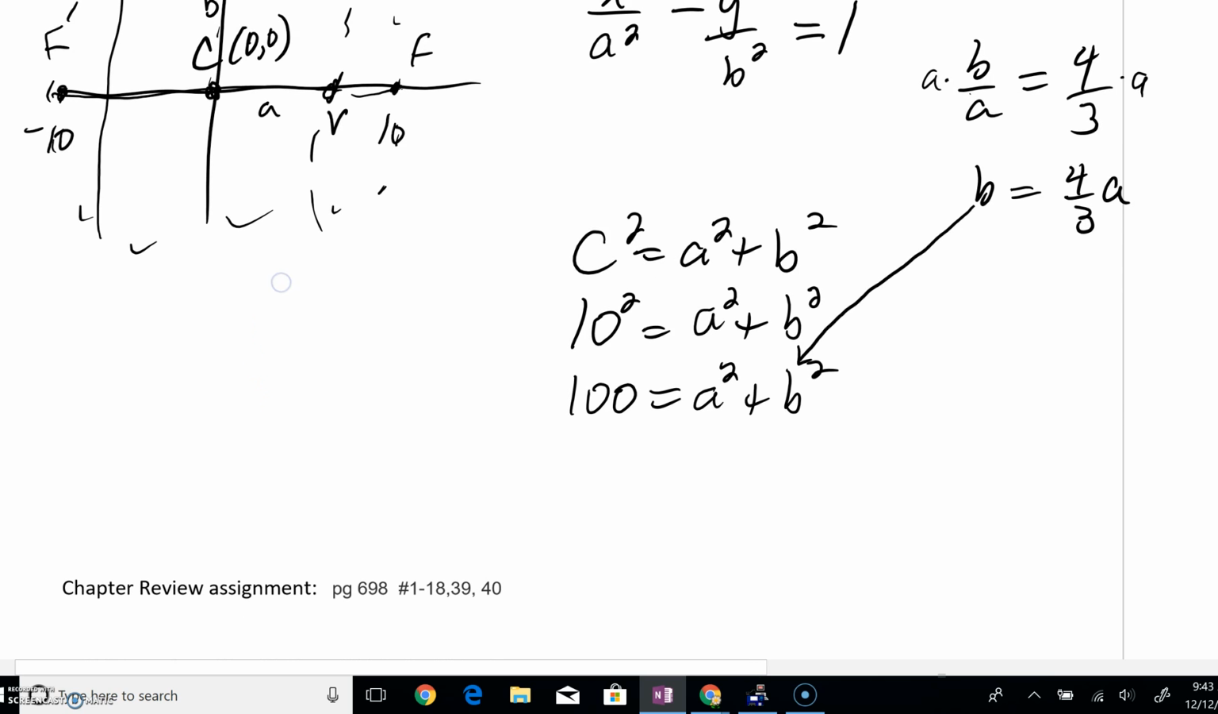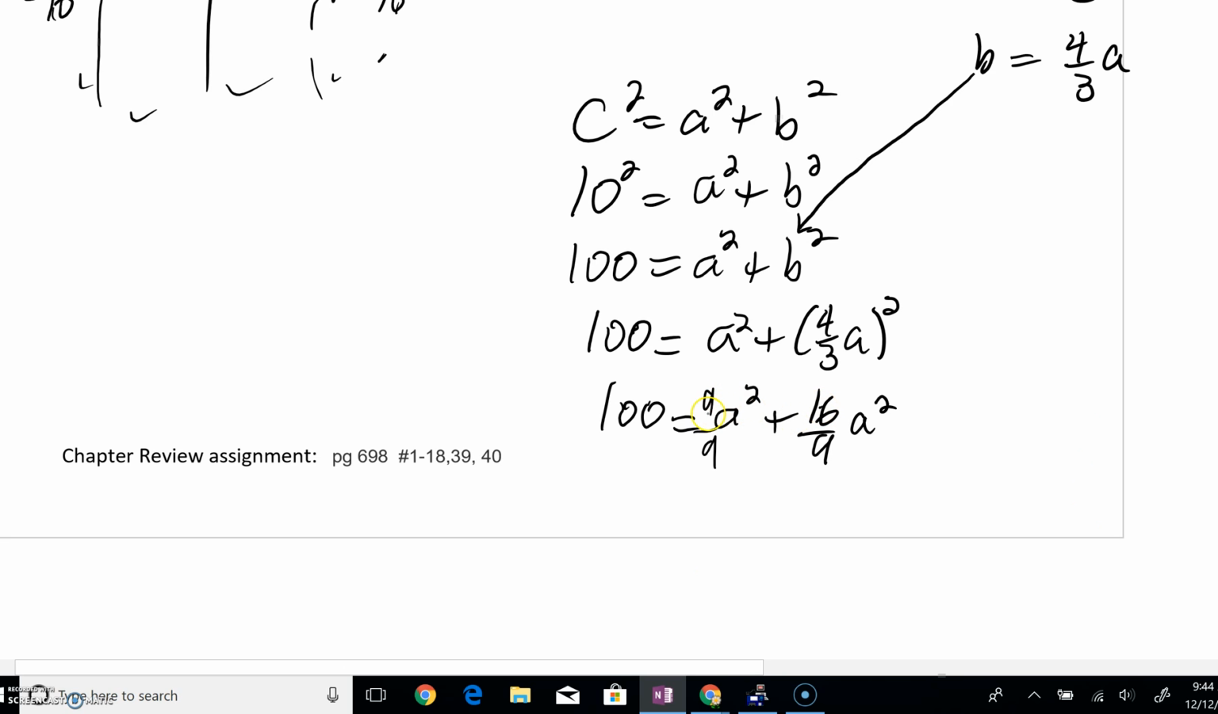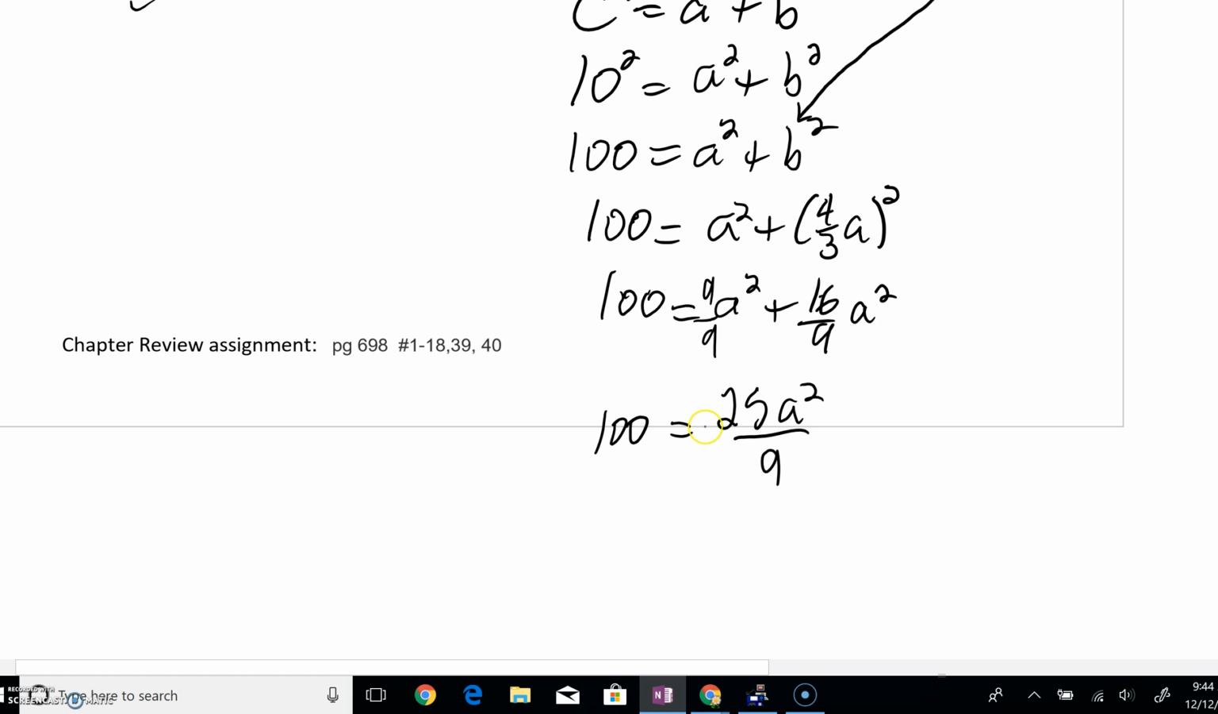So let's think about this. I'll have 100 equals A squared plus, here's 4/3 A quantity squared. So let's see, I'll have my A squared plus 16 over 9 A squared. And getting a common denominator, making this 9/9, 16 plus 9 is 25. Look at that. Wow. So this is 25/9 A squared. And then what? Well, my word, we could multiply by 9 and divide by 25.